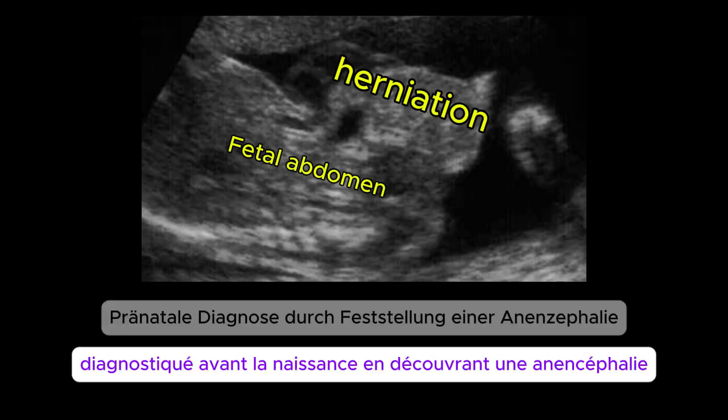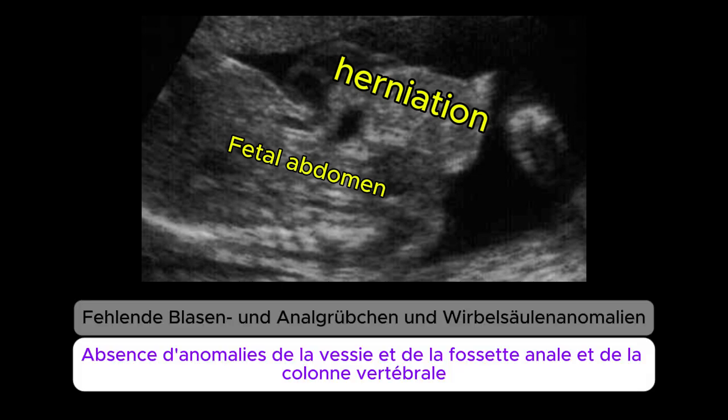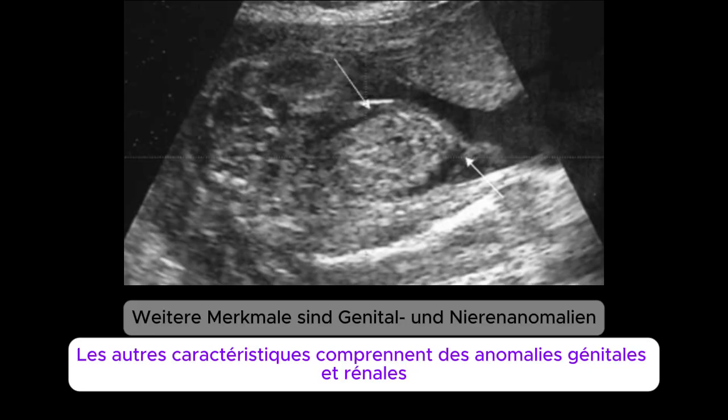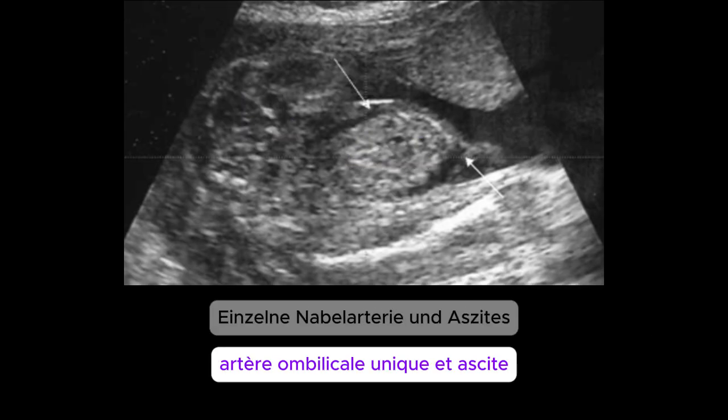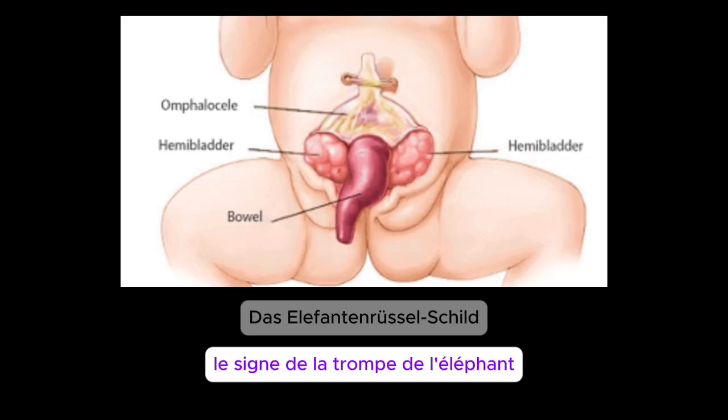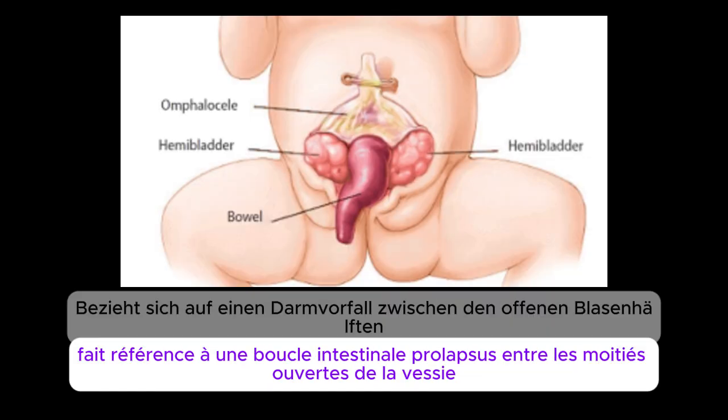It is diagnosed prenatally by finding omphalocele, absent bladder, absent anal dimple, and spine anomalies. Other features include genital and kidney abnormalities, single umbilical artery, and ascites. The elephant trunk sign refers to a prolapsed bowel loop between the open bladder halves.